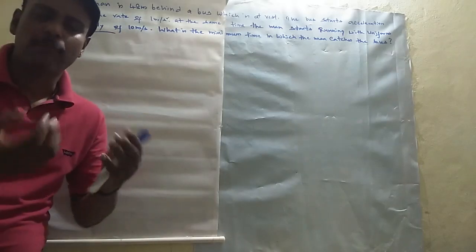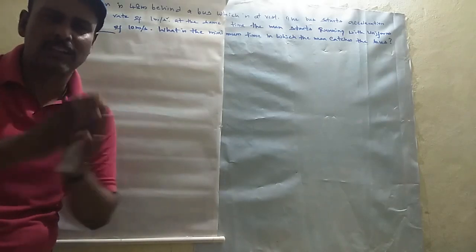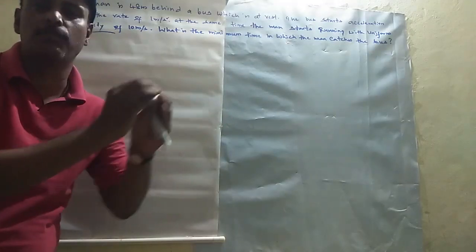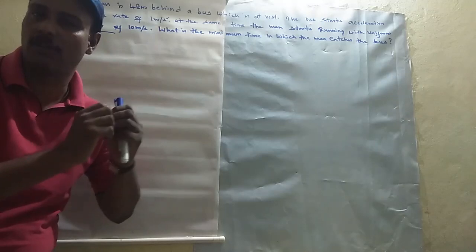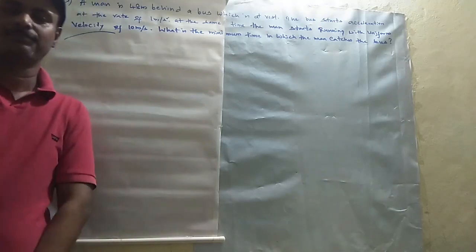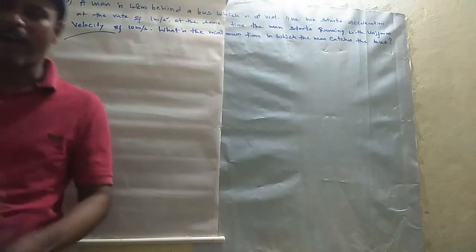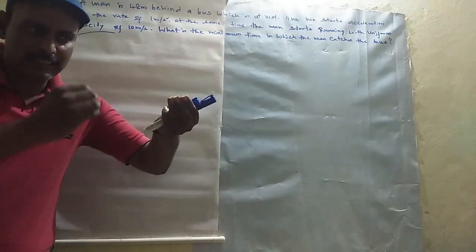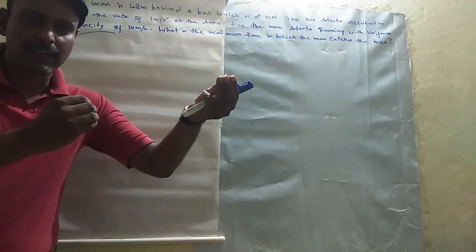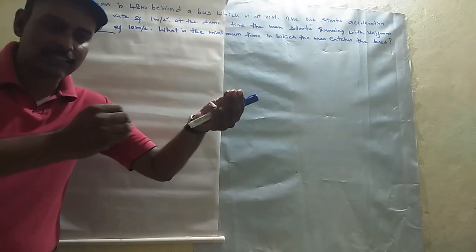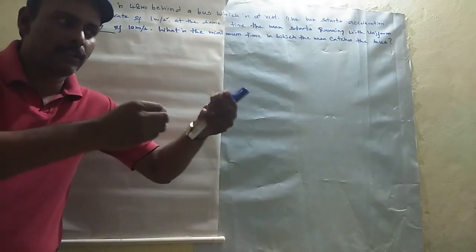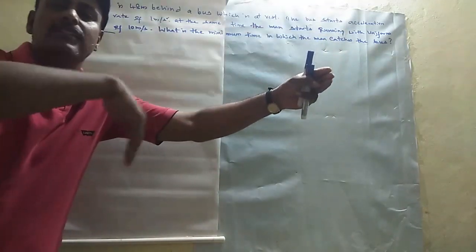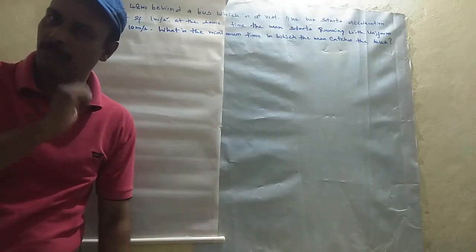Then what is the time after which both the bus and the man meet, touching at one exact point? Here the bus is ahead, and a person is behind it. The bus is moving with some acceleration, and the man is moving with some velocity. After some time, they both meet at one point. How much time does it take? Now I'm going to start.